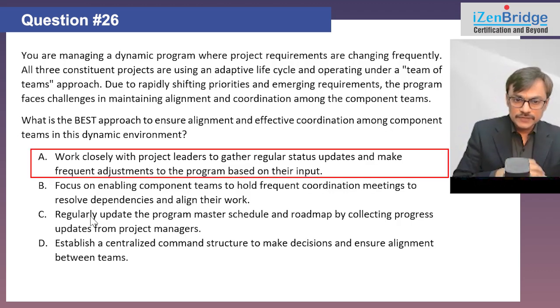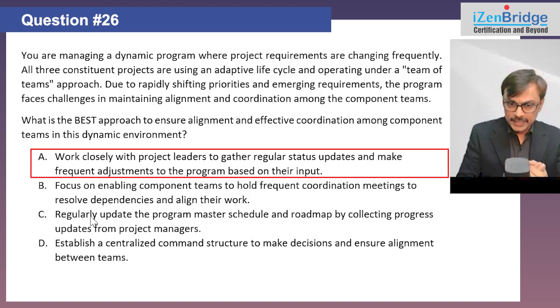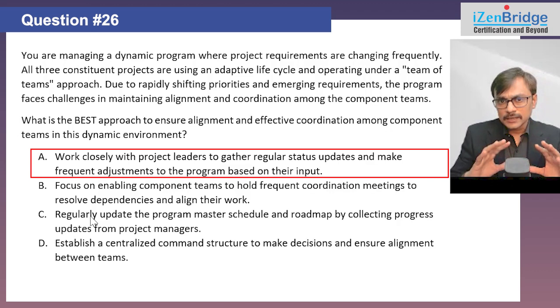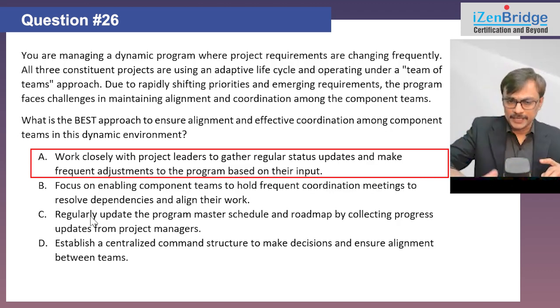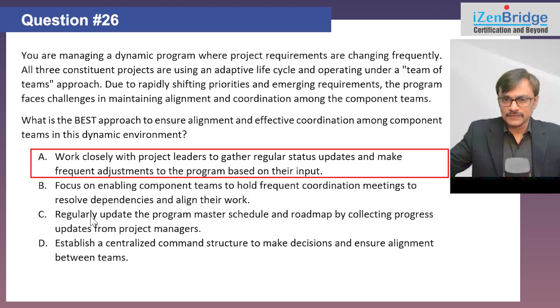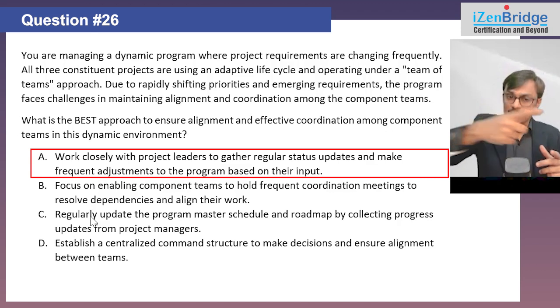Option A, work closely with the project leaders to gather regular status updates and make frequent adjustments to the program based on their inputs. It's a candidate option if we think about the predictive way or in general program management. In general program management, I should be having my master schedule and then I should be collecting information about it, and then I will make sure everyone remains aligned. That's there. But the question in this particular mindset is an agile oriented approach for managing the program.